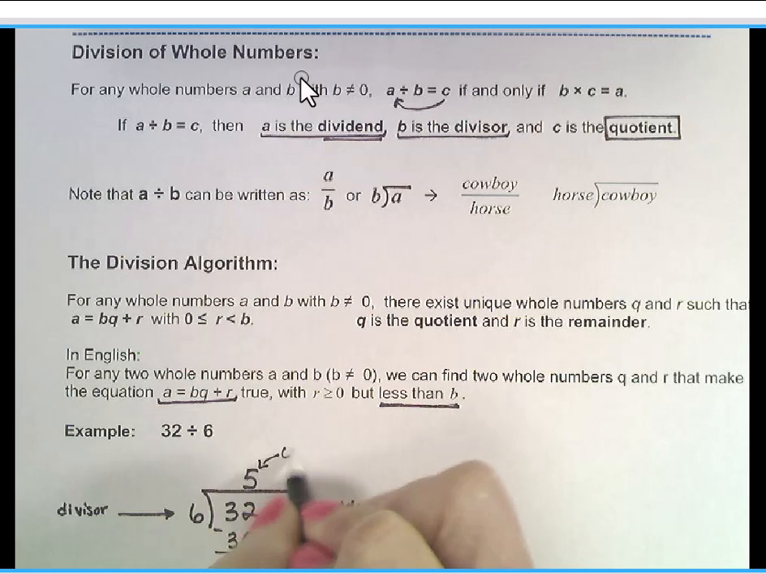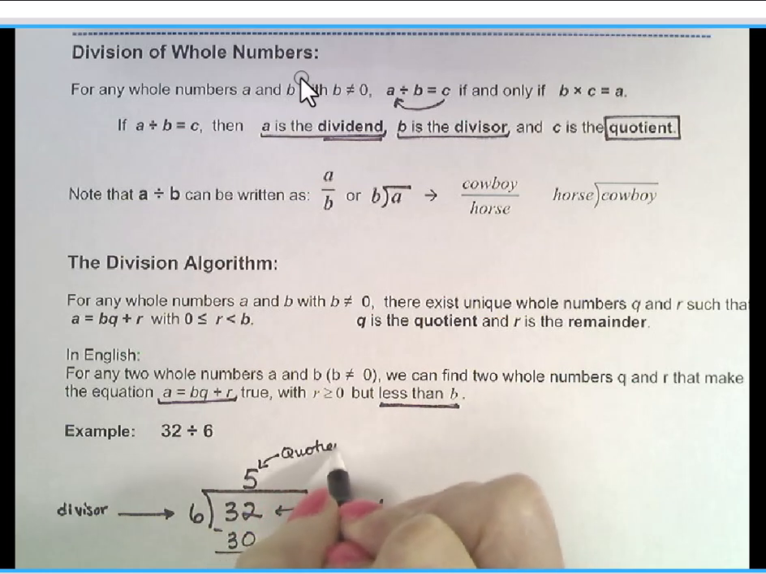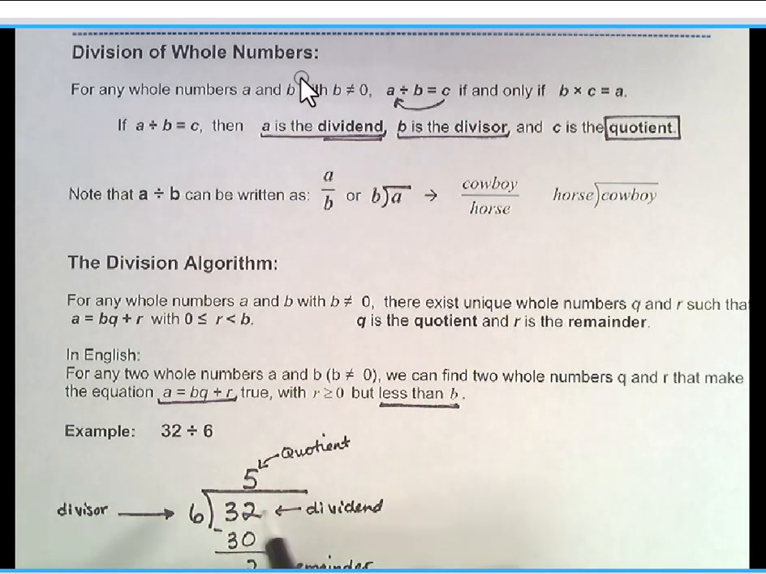And 5 would be considered the quotient. Usually we'll say R2. This is back when life was good and you probably still liked math. This is when you wrote 32 divided by 6 is 5 R2. So we use that kind of notation. And that's all we're going to do here with whole numbers.